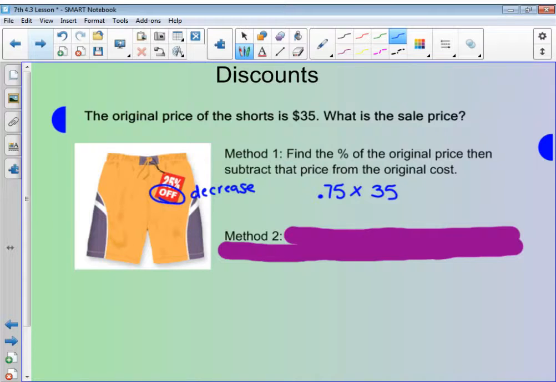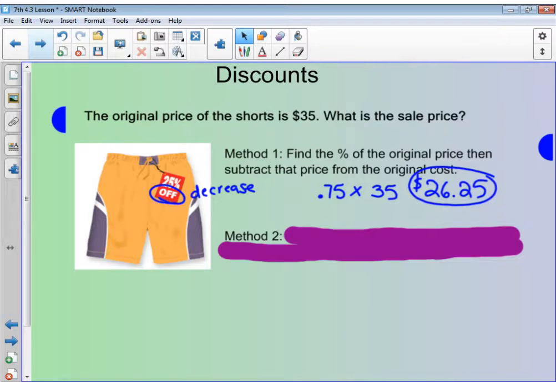So 0.75. And I know some of you will work it differently, and you'll say, well, I know 25% is a fourth of it, and you'll do it another method. But I'm going to do 0.75 times 35. And when I do that, I get $62. Oh my goodness, I mean, not 62. 26, a little dyslexia there, $26.25. So that's how much we're going to pay.